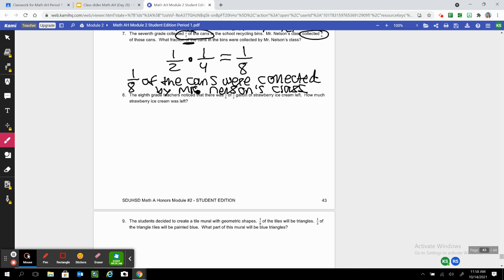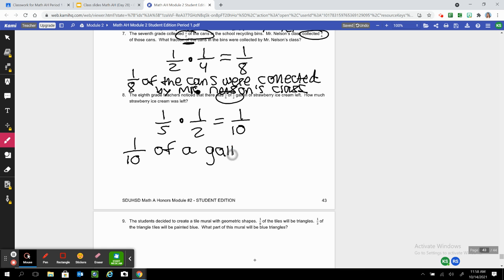All right, number 8, the 8th grade teachers noticed that there was 1/5 of a 1/2 gallon of strawberry ice cream left. How much strawberry ice cream was left? So we're going to do 1/5 times 1/2, which is 1/10. So 1/10 of the gallons of strawberry ice cream were left. 1/10 of a gallon of strawberry ice cream.